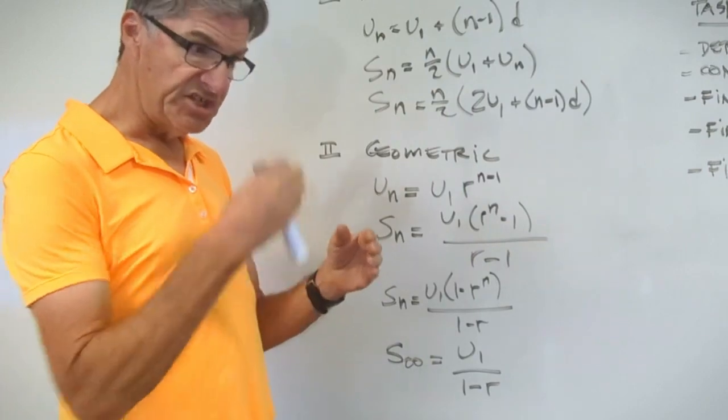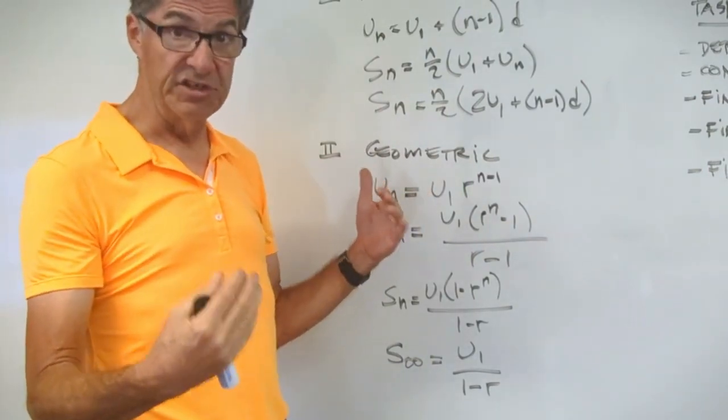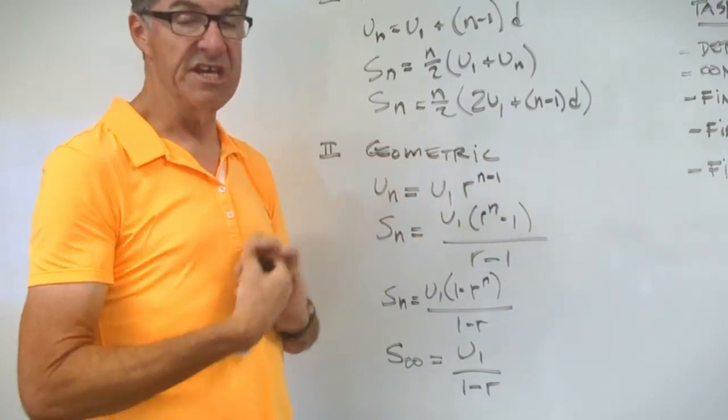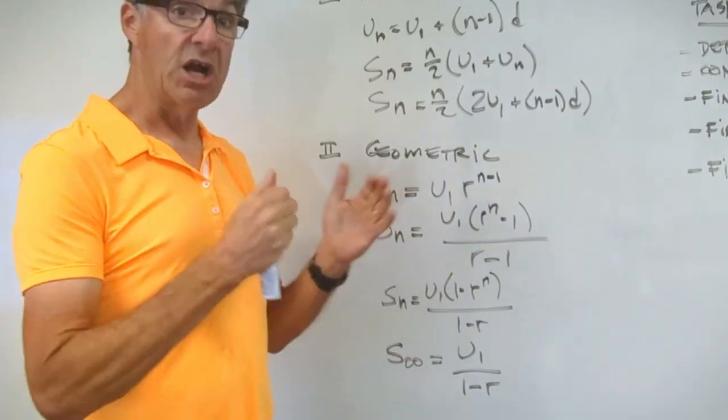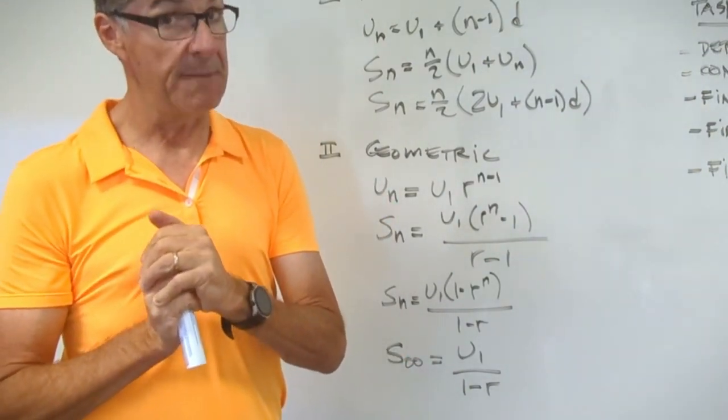Now, a series where each successive term is smaller and smaller and smaller is considered convergent because that series is going to grow by less and less with each term you add. So a convergent infinite series can be summed up.